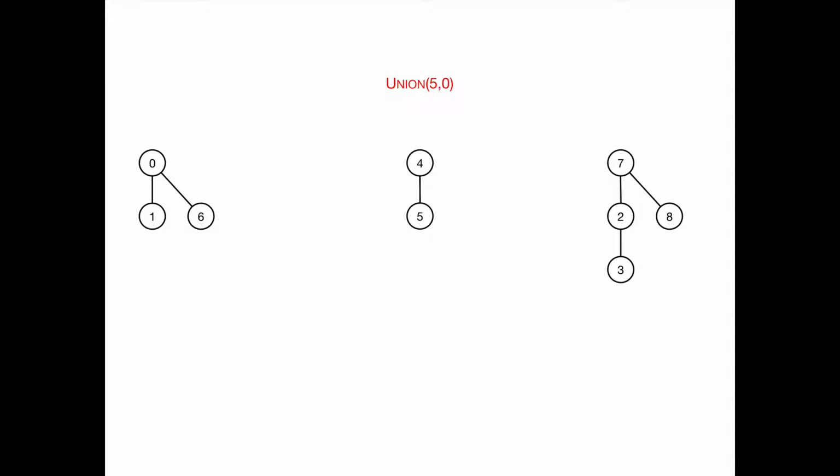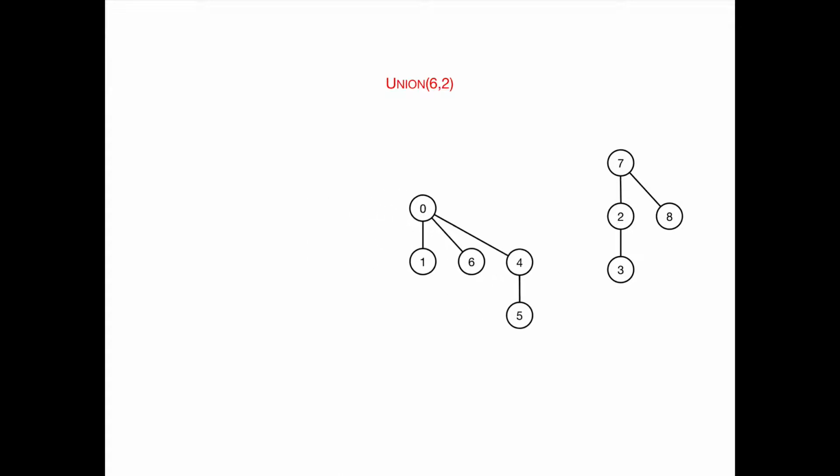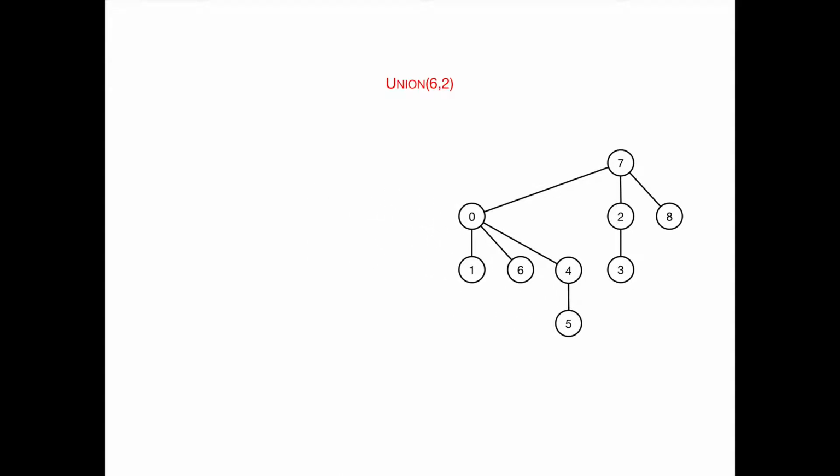Union 5, 0. So now it's this tree that we need to combine with this tree over here. We can do that, for instance, by attaching the root of the tree containing 4 to make it a child of 0. Finally, union 6, 2. So 6 is over here in this tree and 2 is over here in this tree. So we combine these 2 trees together, for instance, like so, by connecting the root of the left tree and making it a child of the root of the right tree. So that concludes our example of the quick union data structure.